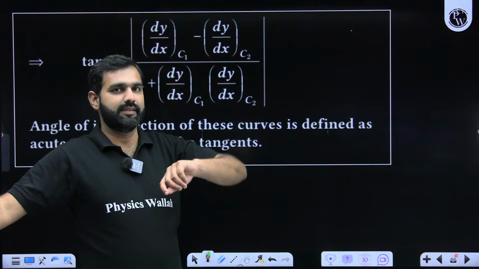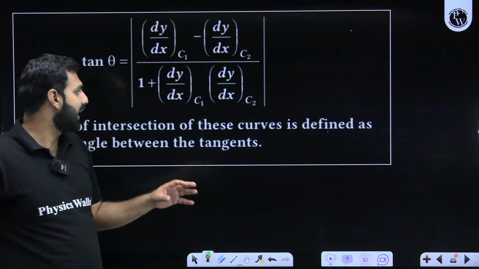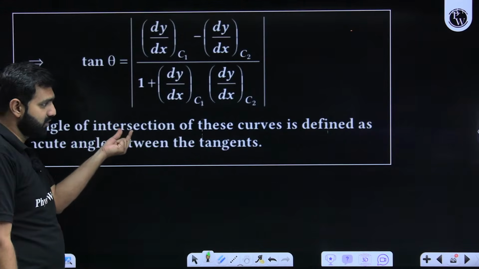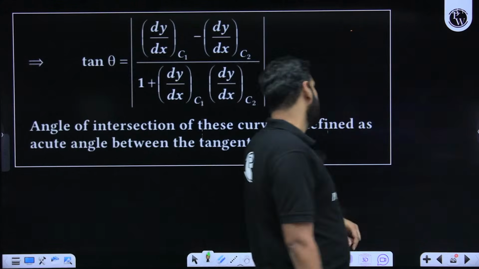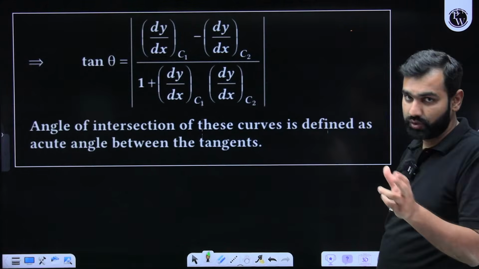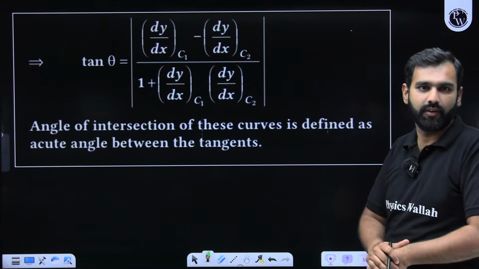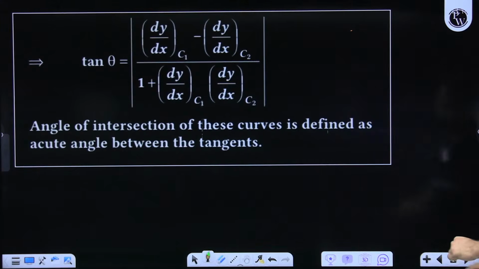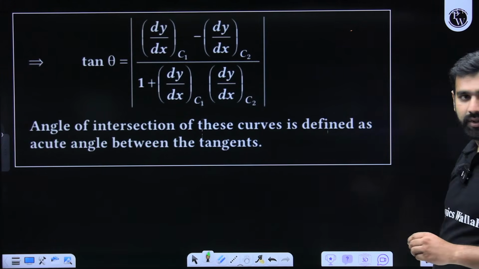This concept says that let's say there are two curves and I'm asking you to find the angle of intersection of these curves. Now, what do you mean by the angle of intersection of these two curves? Let's understand this first. We'll talk about that part later.